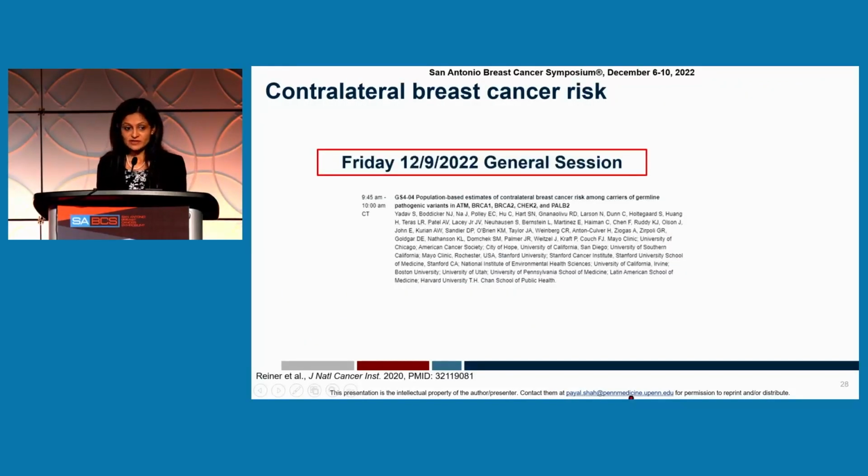Contralateral breast cancer risk is important when we're counseling patients. We have a limited data set on this right now that does seem to indicate that there is an elevated risk of contralateral breast cancer with CHEK2, but we look forward to the presentation tomorrow morning at the general session by Dr. Yadav and colleagues, which will go into this in more depth.